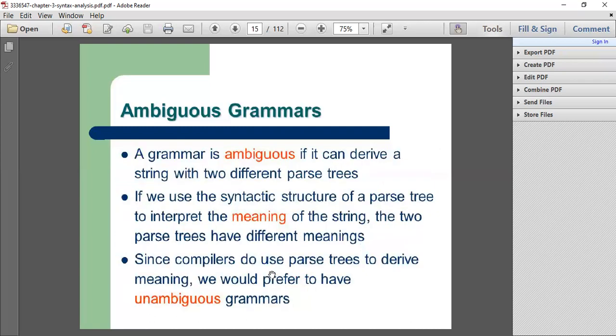So what is ambiguous grammar in syntax analysis? Ambiguity means more than one parse tree, right? A grammar is ambiguous if it can derive a string with two different parse trees. If we use the syntax structure of a parse tree to interpret the meaning of the string, then the two parse trees have different meanings. Since compilers do use parse trees to derive meaning, we would prefer to have unambiguous grammars only.